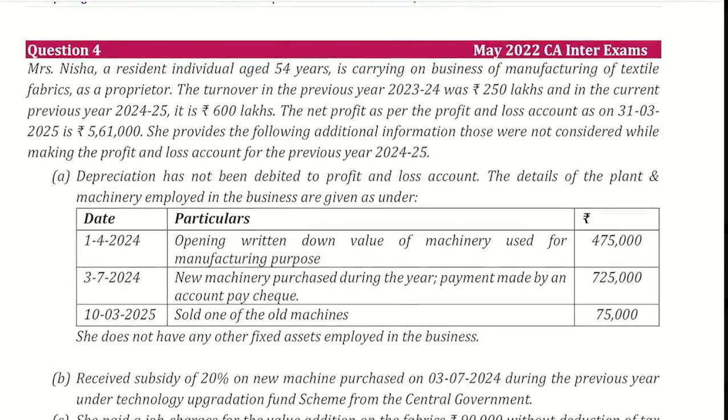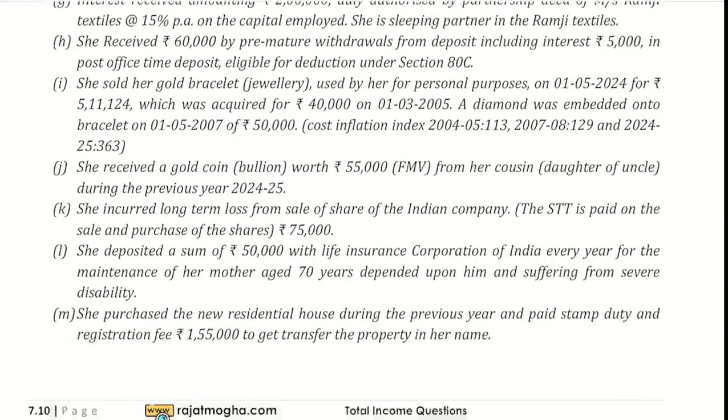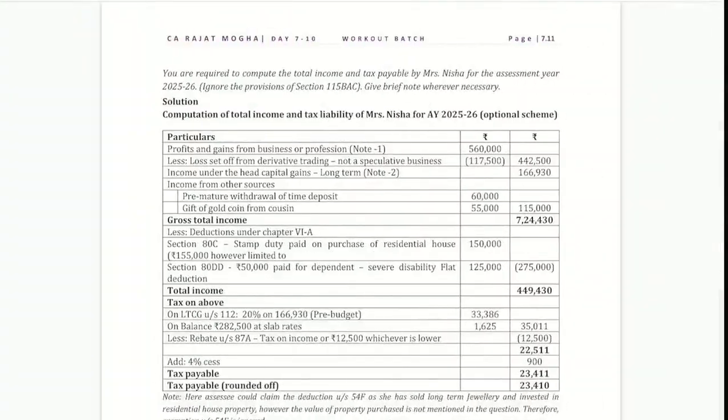Nisha is a resident individual, age 54 years, carrying on the business of manufacturing of textile fabrics as a proprietor. Guys, she is also a manufacturer, right? She is also a manufacturer as a proprietor. The turnover for this is this. So before I read this, let me see what the question is demanding from me.